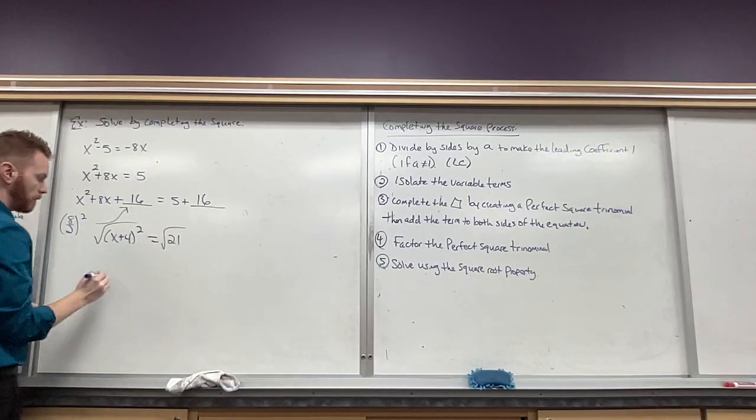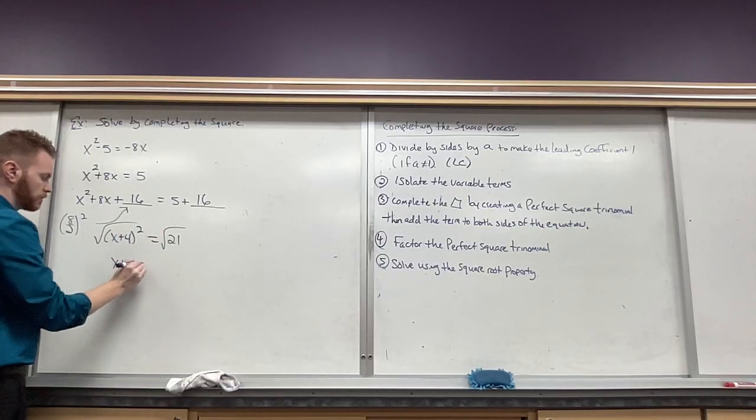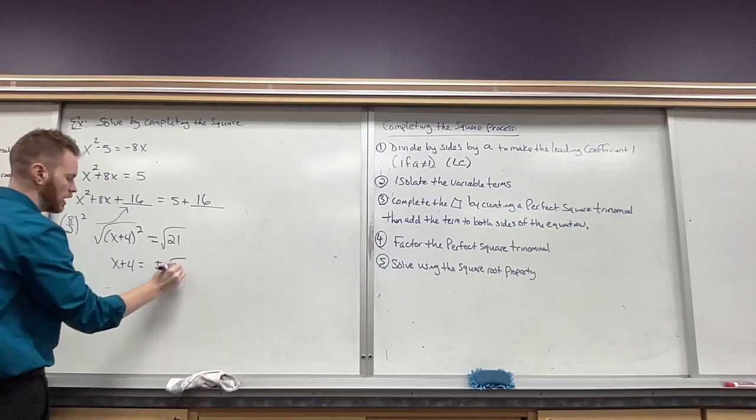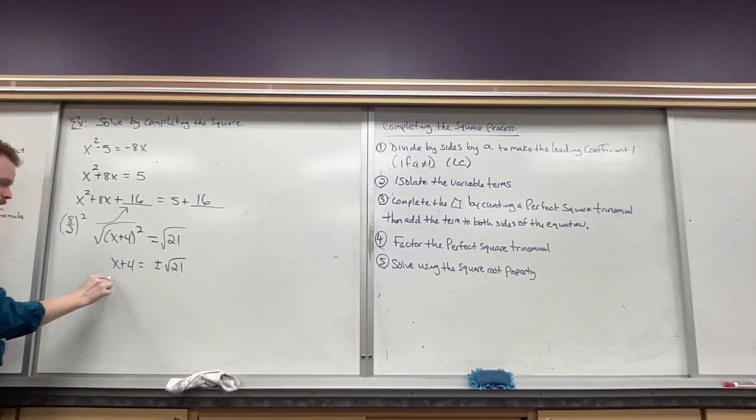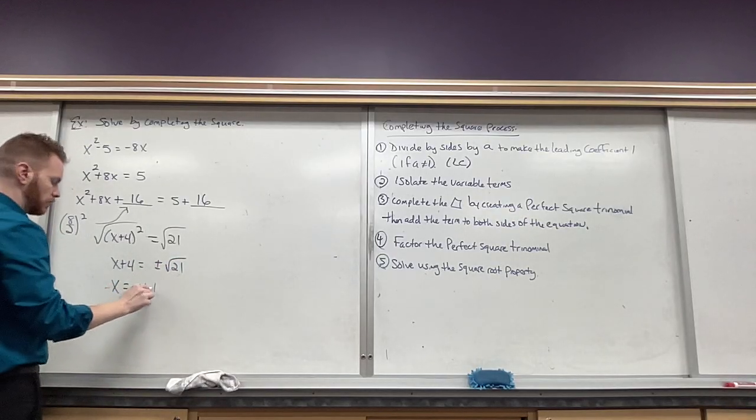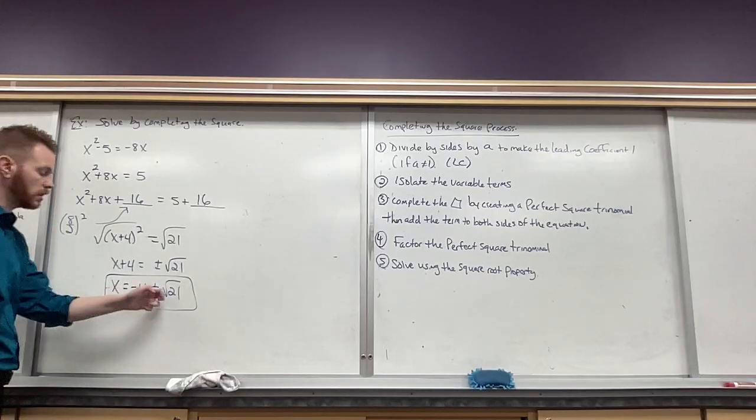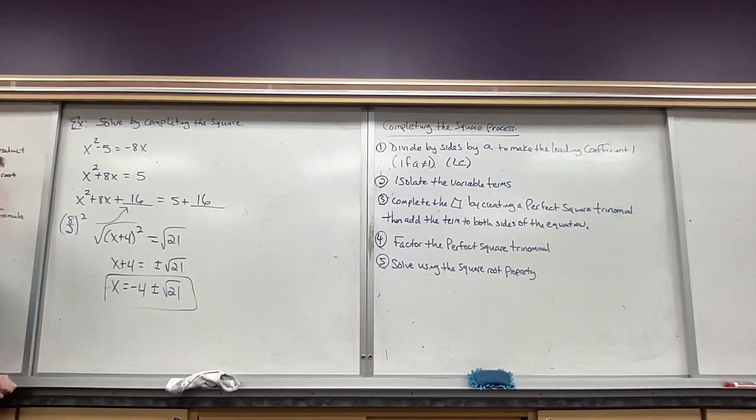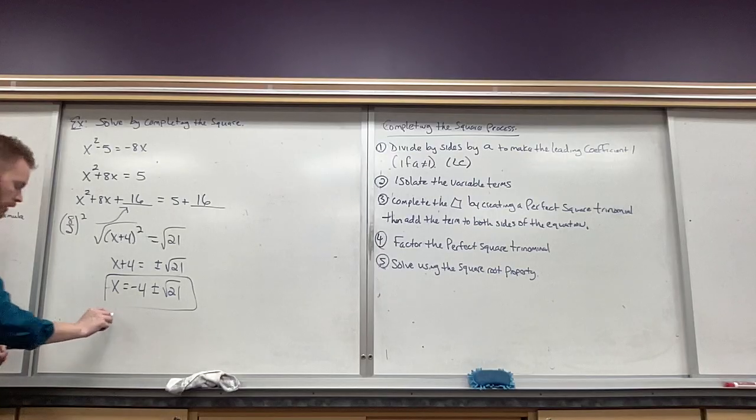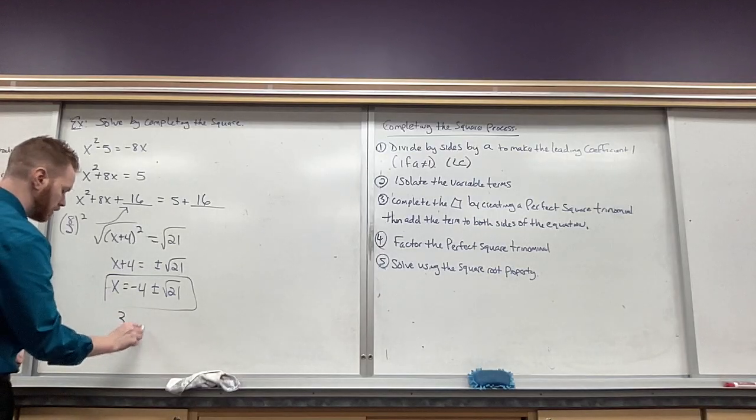Now we're just going to solve by square root property. X plus 4 equals positive negative square root of 21. X is equal to negative 4 plus or minus square root of 21. Square root of 21 you cannot reduce any further, so we're done with that. We can use the brackets.